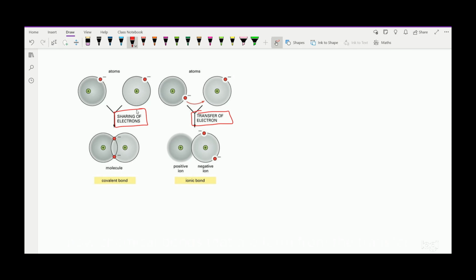Now, chemical bonds that are formed from the transfer of electrons are called ionic bonds, while bonds that are formed from the sharing of electrons are called covalent bonds. And I will discuss more about the formation of ionic bonds and covalent bonds in my upcoming lessons.